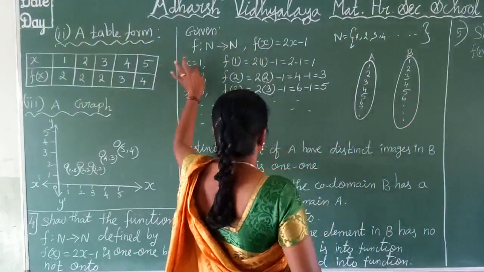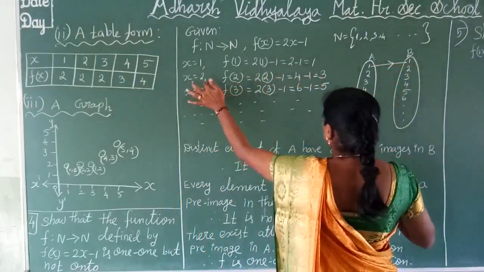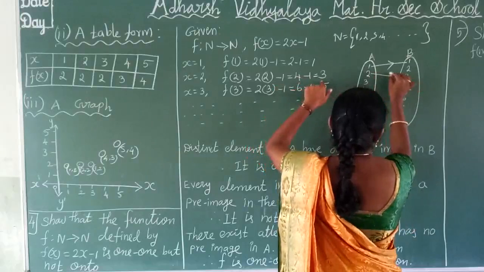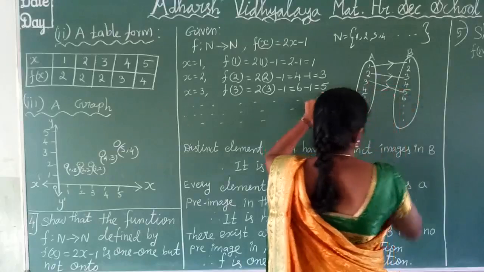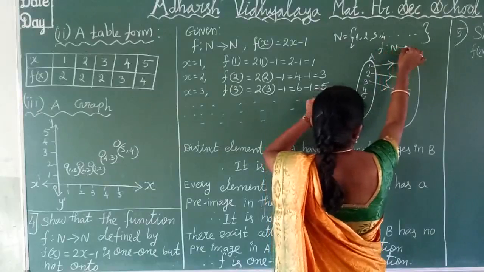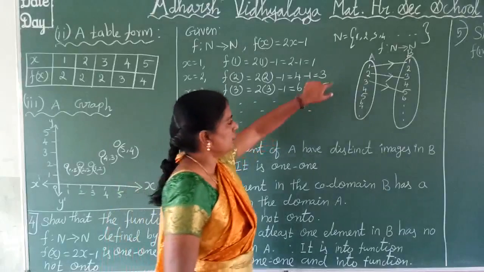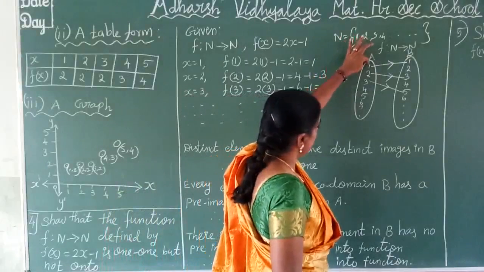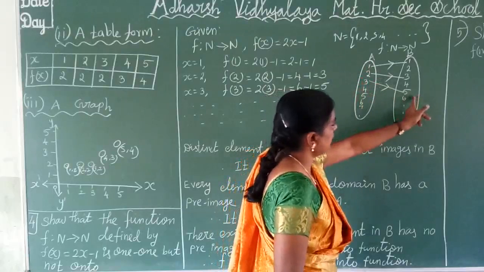Here 1, we consider what is the image? 1. Next 2 means answer 3. 3, answer 5. So it's going on. Here f such that N to N, that is natural number to natural number. So check it. Here any element we take, we get the image.